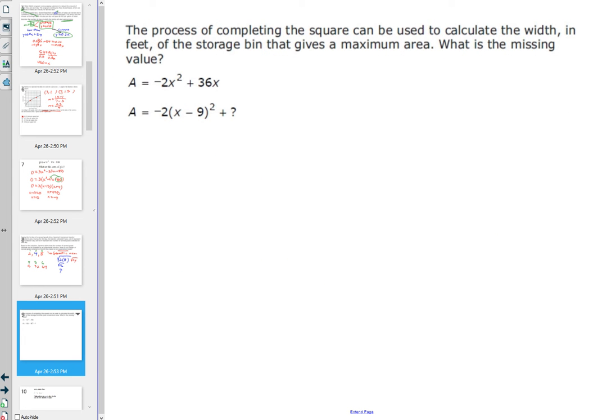The process of completing the square can be used to calculate the width of a storage bin that gives a maximum area. What's the value? Okay. See here, look, we went over completing the square. We definitely went over it. But this is a little bit different than when we did it because this is using it for a function. So watch, try to follow me here.